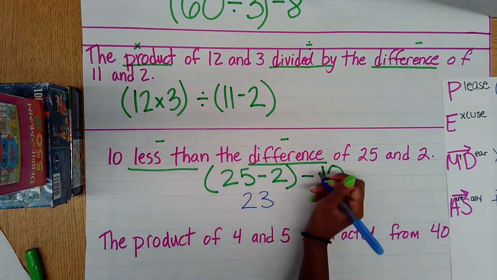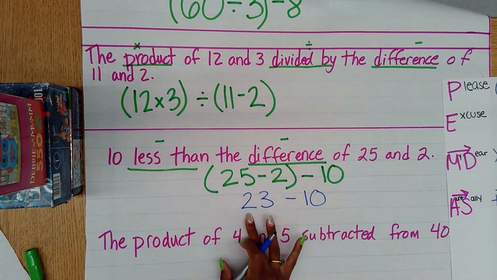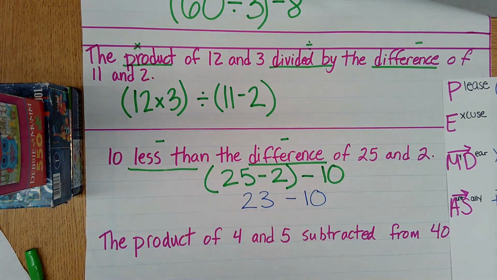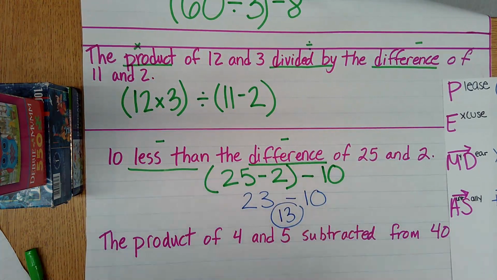23. And then I'm going to rewrite everything I have not solved yet. So now I have 23 minus 10. That is going to give me an answer of 13. So again, notice these are expressions. There was no equal sign, but I still was able to evaluate or solve it.